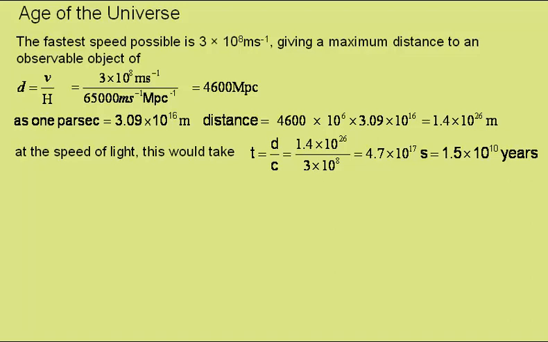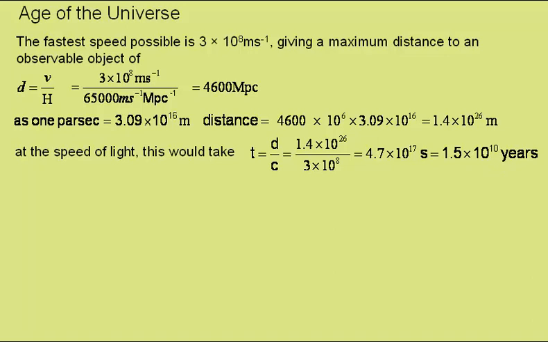At the speed of light, this would have taken, well, using time is equal to distance over speed, with speed being the speed of light in a vacuum, the distance being 1.4 times 10 to the 26 meters we found here, the distance to the furthest visible object, gives a time of 4.7 times 10 to the 17 seconds, or 1.5 times 10 to the 10 years.